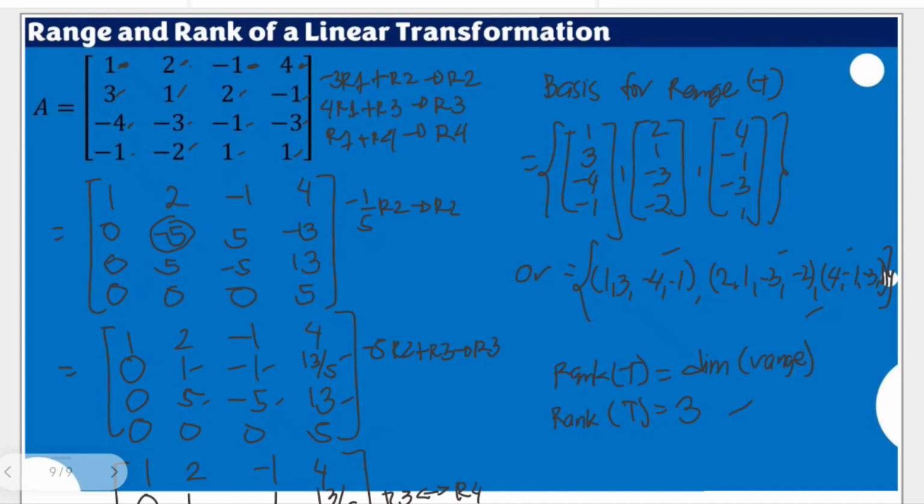Again, the goal here is to come up with a reduced row echelon form. Pick those columns with leading 1s, considered as pivot columns. They are the elements of the basis of the range. And the rank of T counts the elements of the basis of the range.